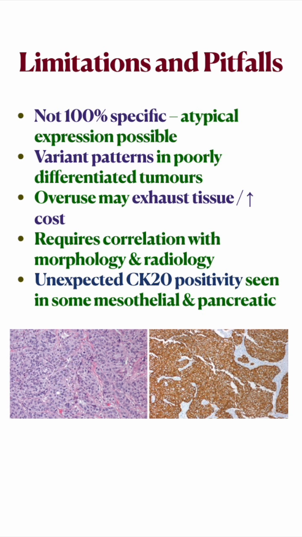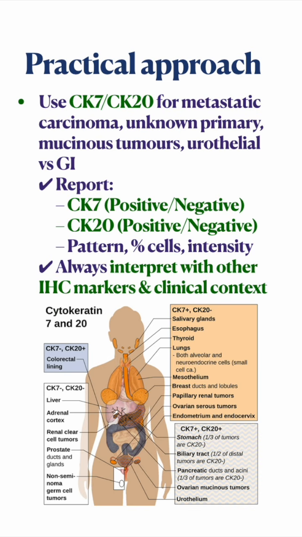These two markers are not 100% specific, but they help us to narrow down our differential, and the patterns may vary in poorly differentiated tumors. Hence we have to always correlate with morphology and radiology when we are getting varied expression of these particular markers. Practically, this combination of markers is among the first used for screening of metastatic carcinoma, and they are reported as positive or negative. Along with this, you can go in for further IHC markers, guided by the clinical context and radiology findings.